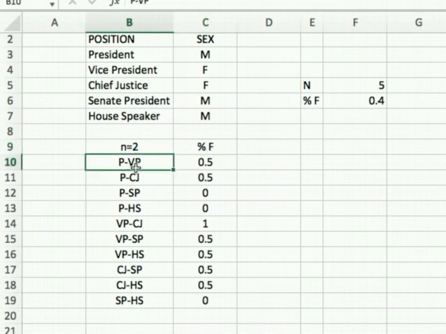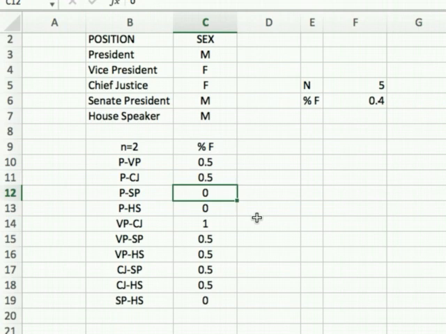So in this first combination, president and vice president, 1 out of the 2 is female, so the sample proportion of females there is 50%. For president and chief justice, again, only 1 of the 2 is female, so the proportion of females in that combination is also 50%. For this one, both are females, that's why the proportion of females is 1 or 100%. And then for president and senate president, both are males, that's why the value of the proportion is 0.